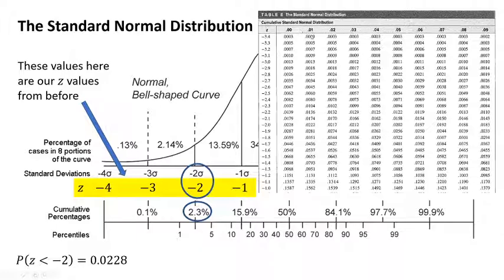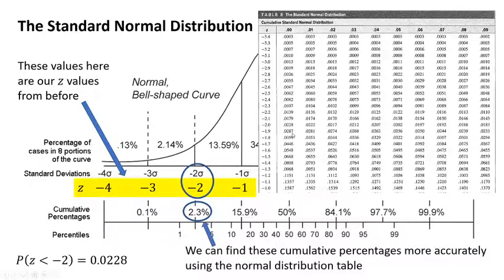If I look here, that's -2.01. This is -2.02. This is -2.03, and so on. So if we're going to find -2.00, that's this value right in here, 0.0228. So we got kind of close with this coarse scale of 2.3%. A more accurate figure is 0.0228.